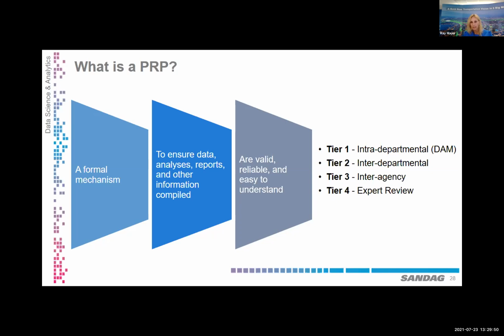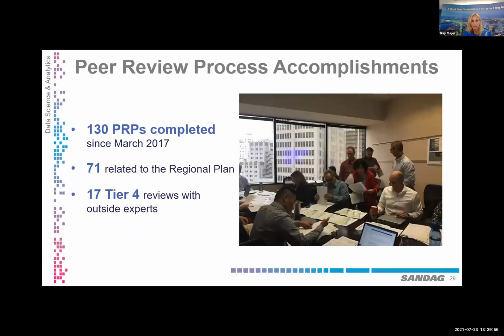Can you go to the next slide? I think it's still PRP. So I want to talk a little bit more about PRPs. Next slide, please. So since March of 2017, we've had 130 PRPs that have been completed. 71 of those have related in some way to the regional plan, and 17 of those are that most rigorous tier 4. This PRP was pre-COVID, so we're not violating the mask policy there.